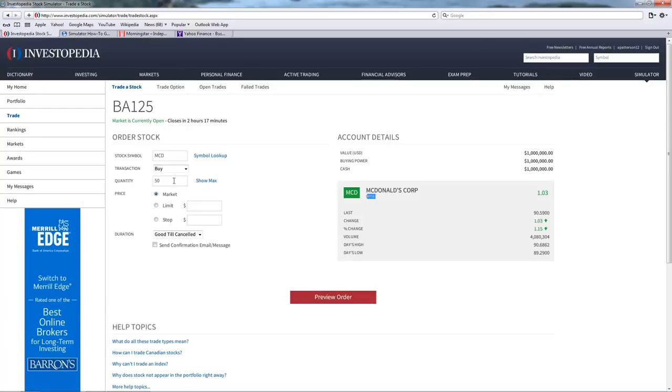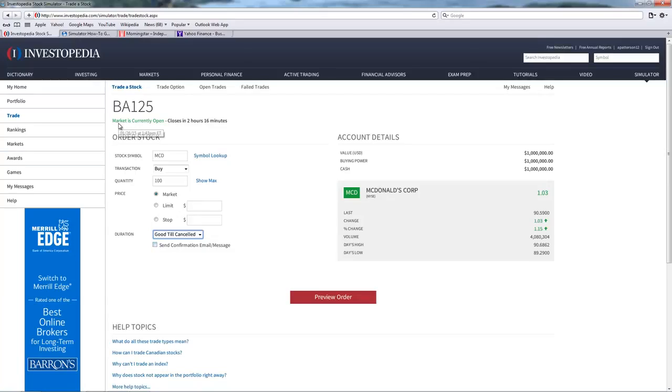So if I wanted to buy McDonald's, let's go ahead and buy 100. I'm going to buy it on market. Day order means you only want the order for the day. If you're unable to buy it in today's stock market, which closes in 2 hours and 17 minutes, you don't want it. Otherwise, good till cancel means, even if you don't get it today, try again tomorrow. Good until I no longer want it and I cancel it manually. And then whether or not you want to email whether it went through or not, you can also click this.